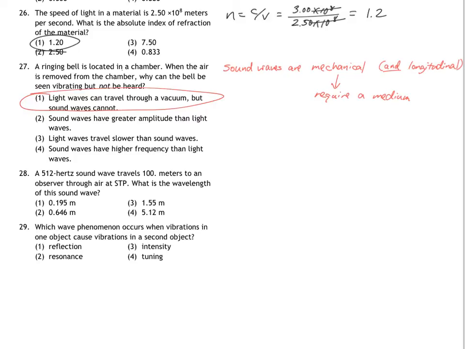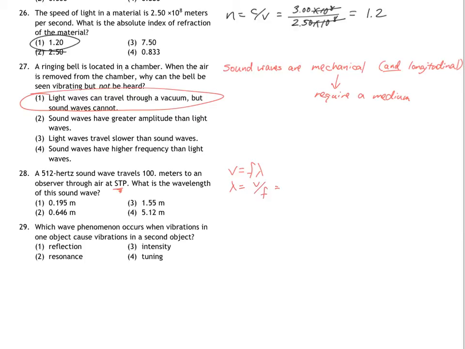In 28, we have a 512 hertz sound wave traveling 100 meters to an observer through air at STP. So I know the velocity of sound at STP, by the way. And we want to know the wavelength of this sound wave. So let's use the equation v equals f lambda. Since they want to know the wavelength, let's rearrange for that. The wavelength is going to be v over f.